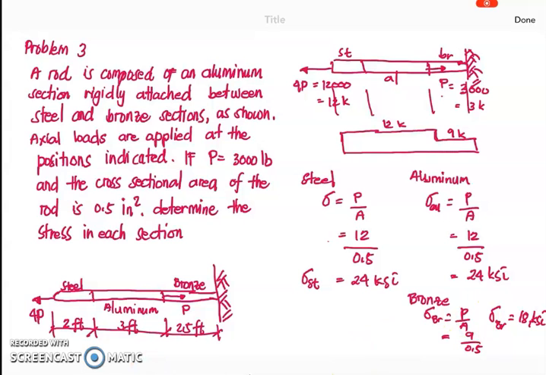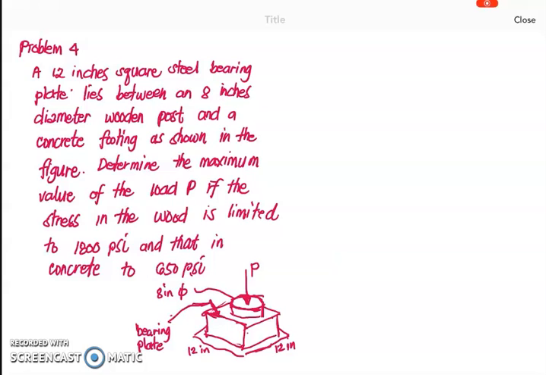Okay, we have here problem number 4. A 12 inches square steel bearing plate lies between an 8 inches diameter wooden post and the concrete footing as shown in the figure. Determine the maximum value of the load P if the stress in the wood is limited to 1,800 psi and that in concrete to 650 psi.